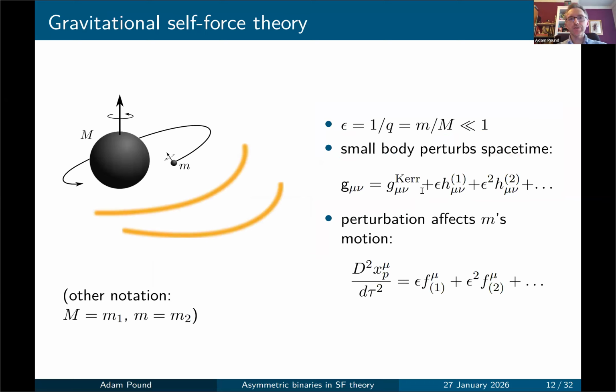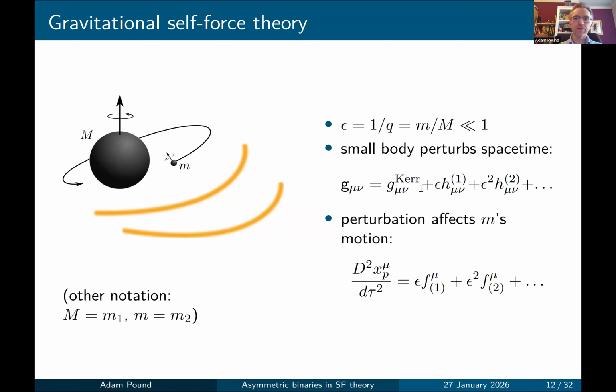Okay, now what is this method, self-force theory? Well, we have one little object orbiting around another one, and we have a small parameter for the system, which is the small mass ratio, the small mass over the big mass. I'll also introduce 1 over that quantity, the large mass ratio Q, which is big mass over small mass. My figures will use different notation: the big mass is M1, the primary mass, and the small mass is M2, the secondary mass.